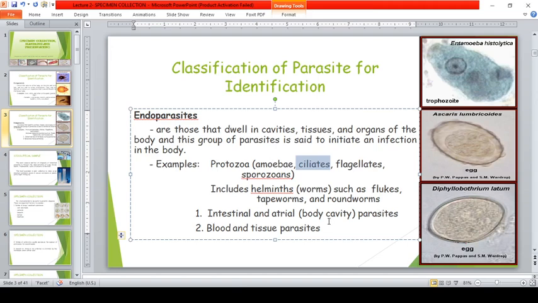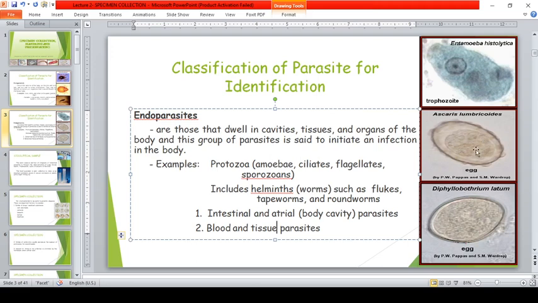Okay, so we continue with intestinal and arterial or body cavity parasites, as well as blood and tissue parasites. What are examples of blood parasites? We have, of course, the Plasmodium and Babesia, as well as Trypanosomas. For tissue parasite, we have the Trichinella spiralis. Okay, so nandito na lang si Ascaris lumbricoides.